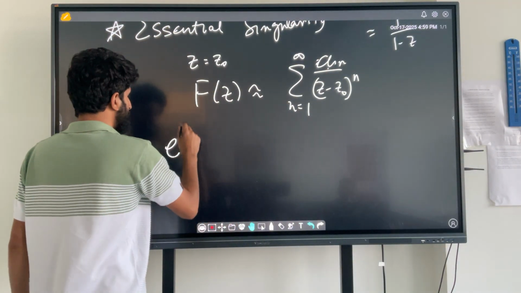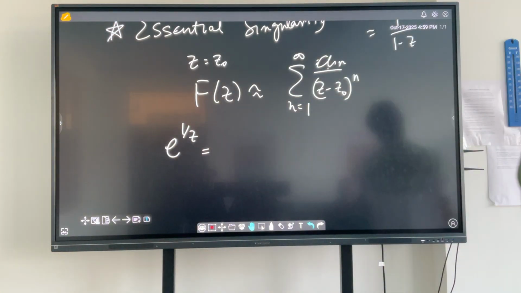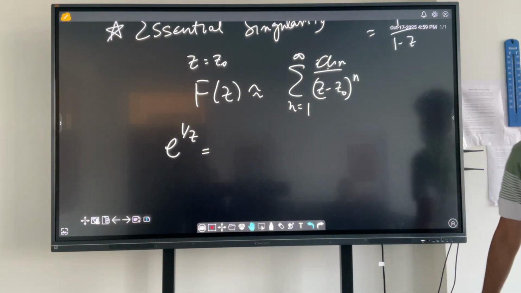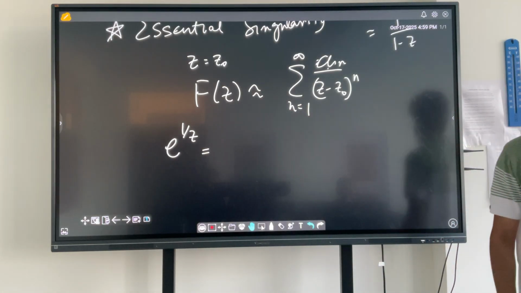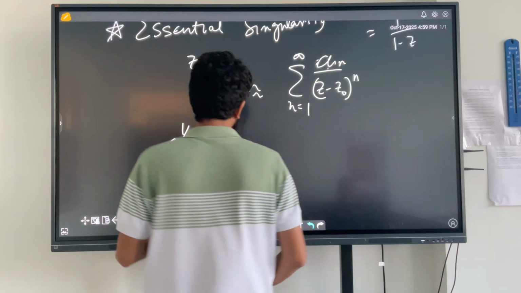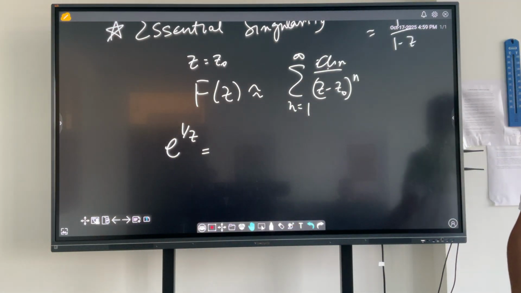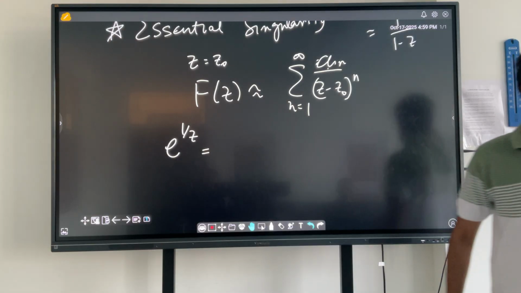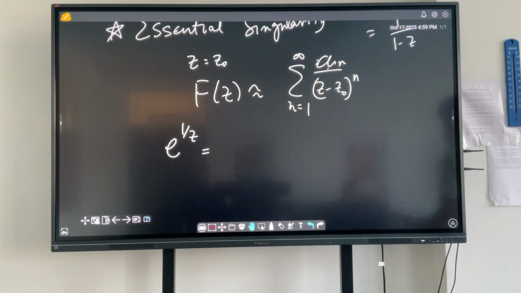How about this? Let me give an example: e power 1 by z. This has an essential singularity where you can just guess, it's very intuitive, at z equal to 0. This is where things are not nice. In fact, I can expand it. We will later learn how to expand complex functions, just like the Taylor series you did for real functions. We'll extend that to complex functions as well.